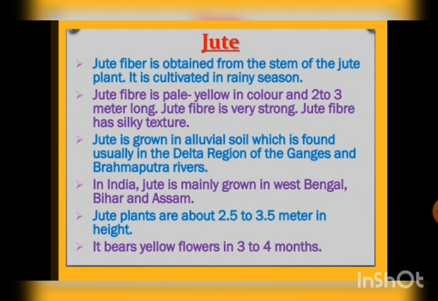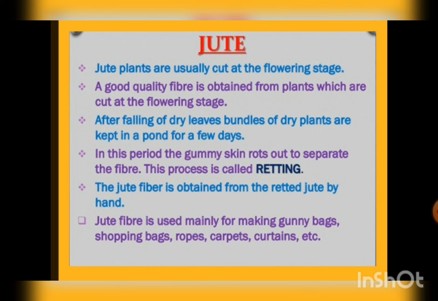Jute plants are about 2.5 to 3.5 meters in height, and they bear yellow flowers in 3 to 4 months. Once the flowers can be seen, then the plant is said to be a matured one. Jute plants are usually cut at the flowering stage. The good quality fiber is obtained from the plants which are cut at the flowering stage. Flowering is the mature stage, and that jute fiber is a strong one.